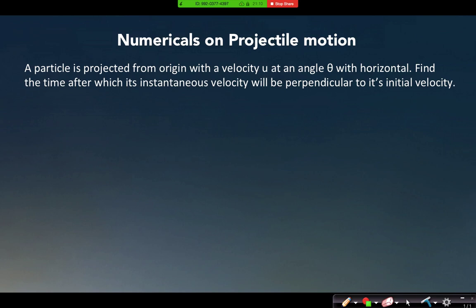A particle is projected with a velocity u at angle theta with horizontal. Find the time after which its instantaneous velocity will be perpendicular to the initial velocity.